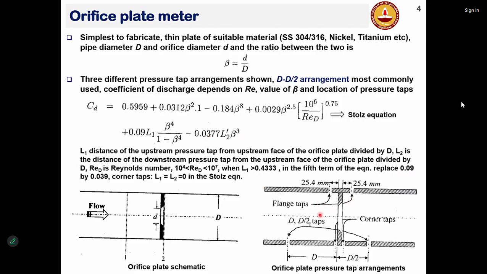And there are other arrangements also. There are flange types. In the flange type arrangement, the taps are about equidistant from the plate, about 25.4 millimeters upstream and the same downstream. And you can also have the corner tap arrangement, where the holes are right beside the plate, upstream and downstream.